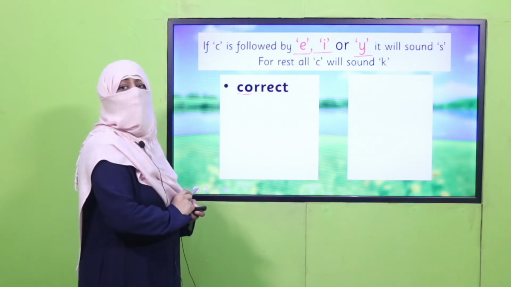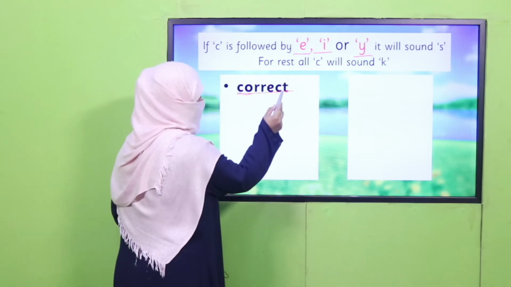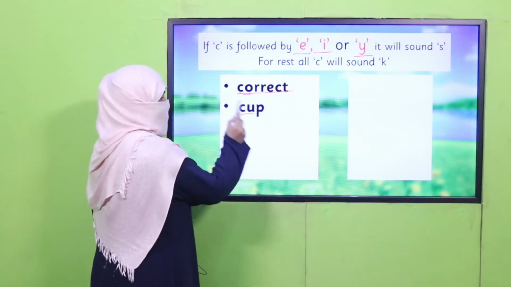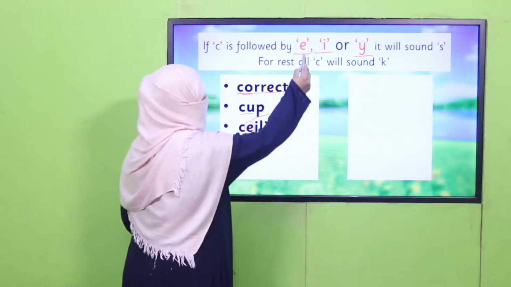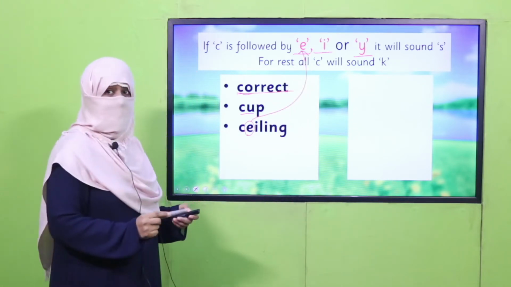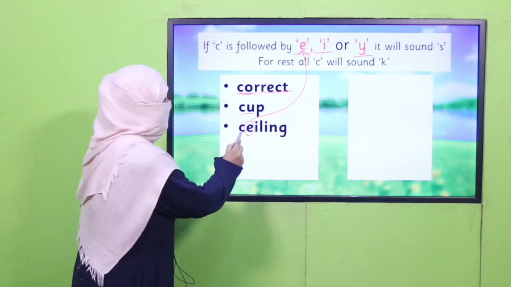And how we'll say it? Correct. Cup. Now, E is one of the letters which we have mentioned, that's why we'll say it's soft, and that is ceiling.